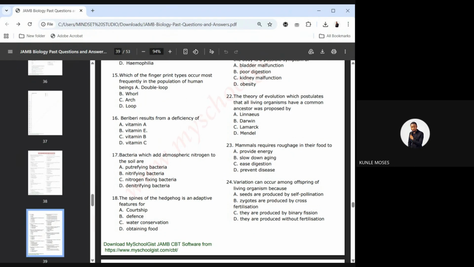You can see this question on variation. Question on variation is not true now. It's even theory at the moment, and we're seeing 2024. That's why I'm afraid though. Variation can occur among offspring of living organisms because of what?